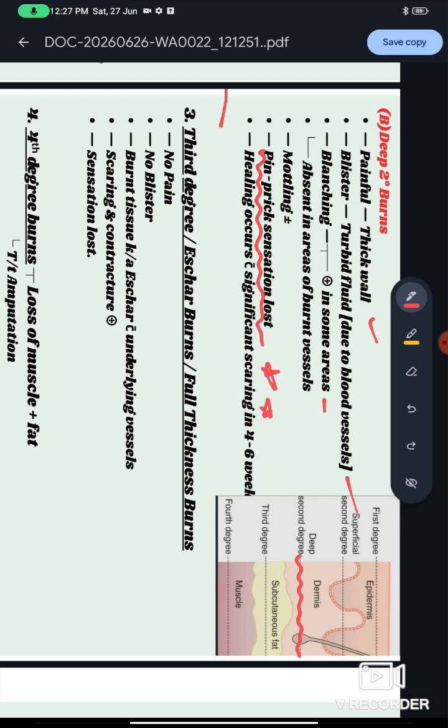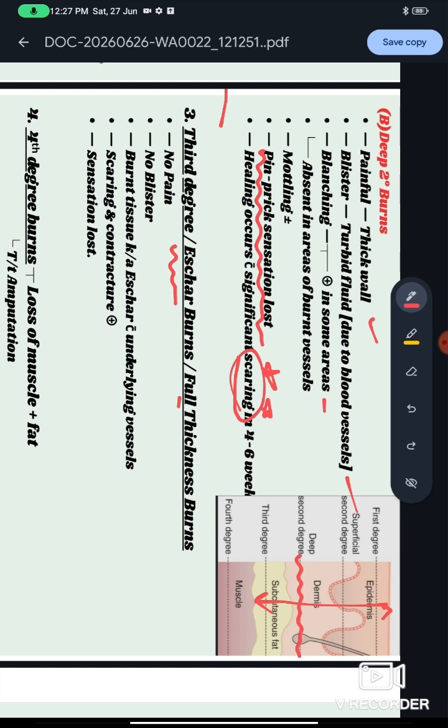Nerve endings are there but mostly they are damaged. So pinprick sensation is lost. Healing occurs with scar formation. Next is the third degree burns, also known as the eschar burns or full thickness burns. Now the entire thickness of the skin over here is burnt. So this is known as full thickness burns.